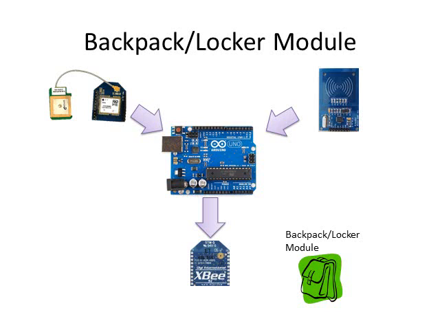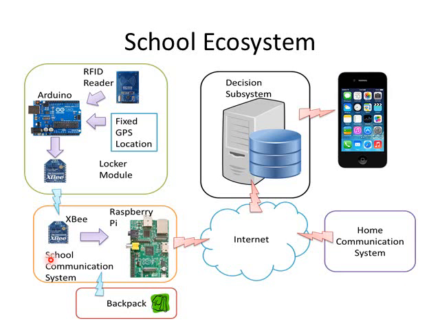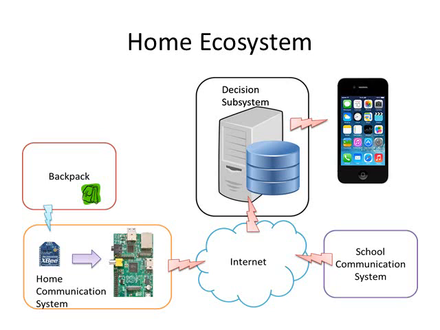Now, a slightly zoomed in view on the backpack module shows the GPSB, the RFID tag, and the XB all connected to an Arduino. An Arduino basically processes the data from the RFID and the GPS, as I stated before, and then pushes it to the XB module. The backpack communicates with the decision subsystem on the school with PAN as well. The home communication system is off to the side, as you can see here, and on the next slide you can see the home decision subsystem.